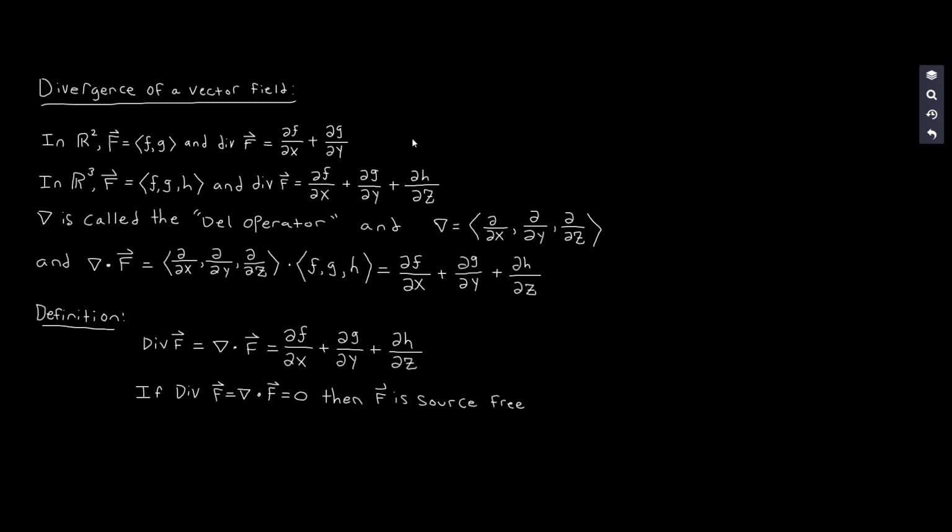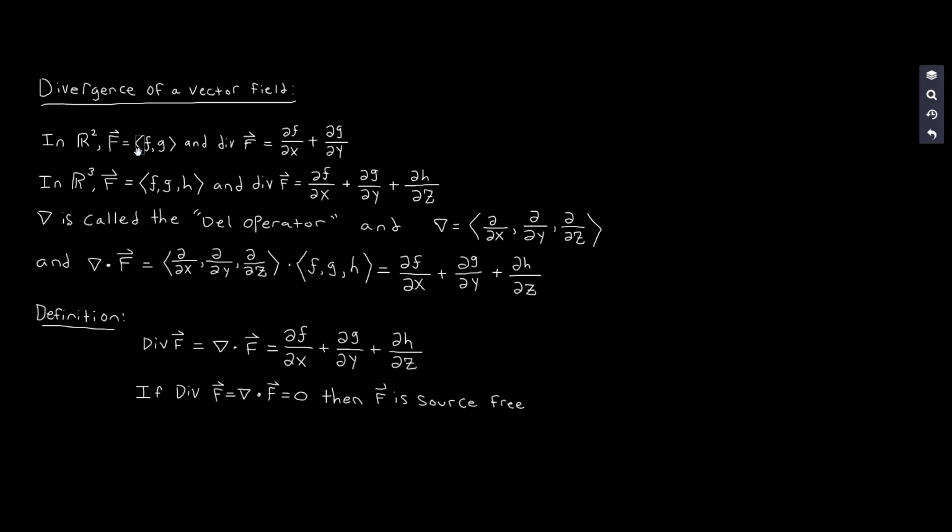Divergence of a vector field in R2, in the second dimension, is shown here. That is vector f equals f and g, and the divergence of vector f equals the partial derivative of f with respect to x plus the partial derivative of g with respect to y. In R3, in the third dimension, if you have vector f equaling f, g, and h, then the divergence of vector f equals the partial derivative of f with respect to x plus the partial derivative of g with respect to y plus the partial derivative of h with respect to z.